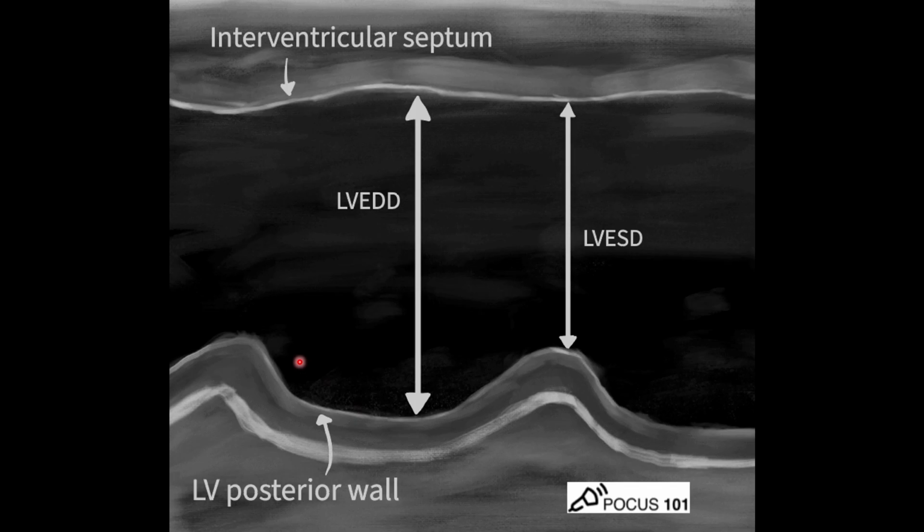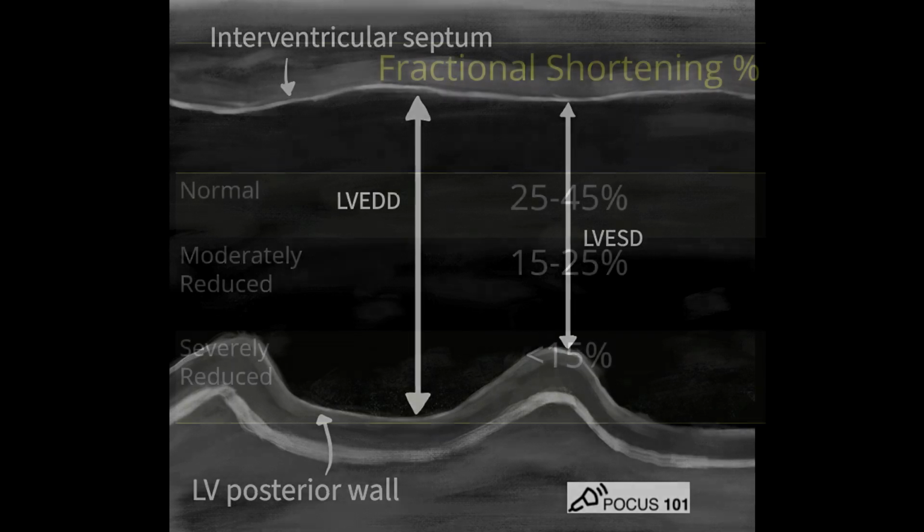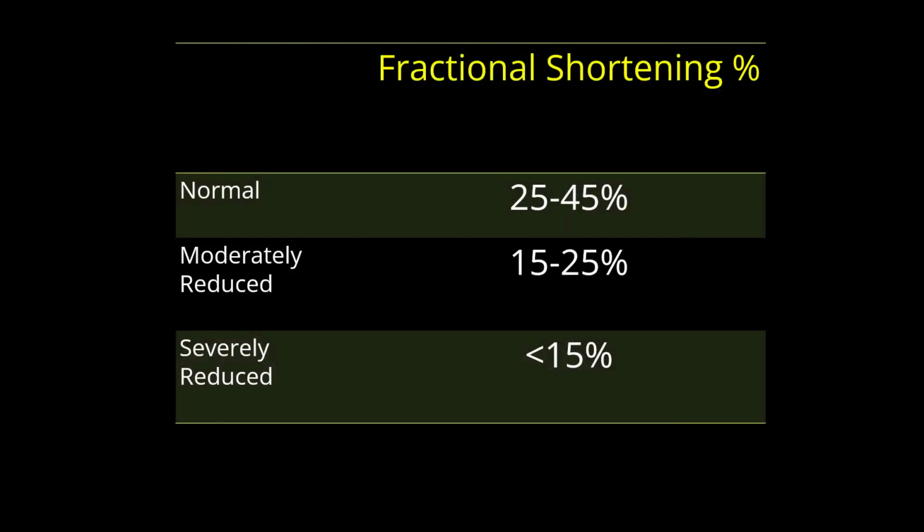Here is a great illustration of an M-mode tracing of a normal ejection fraction measured by fractional shortening. You'll notice the interventricular septum up here, the LV posterior wall down here, and then the biggest distance is going to be your LV cavity at the end of diastole, and your smallest distance here is going to be the LV cavity at the end of systole. And again, you'll just measure the difference between these two sizes. Once you calculate the change in the LV cavity, you'll get the fractional shortening.